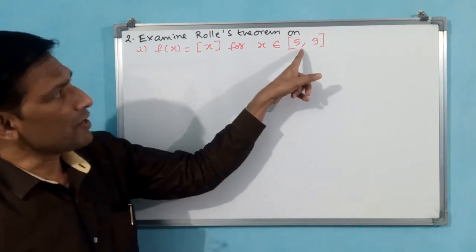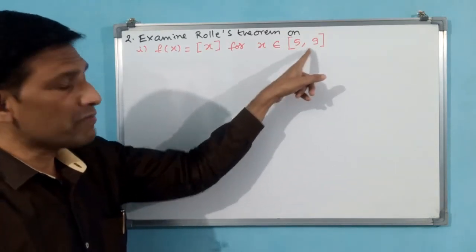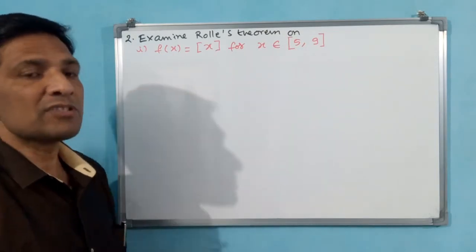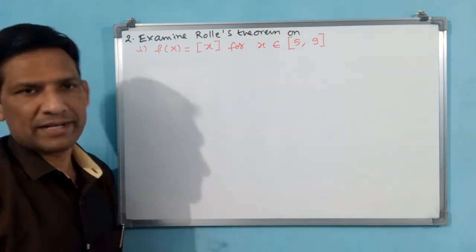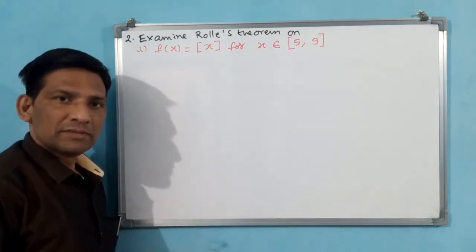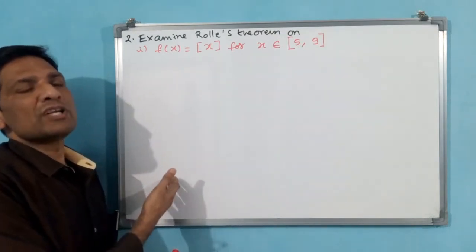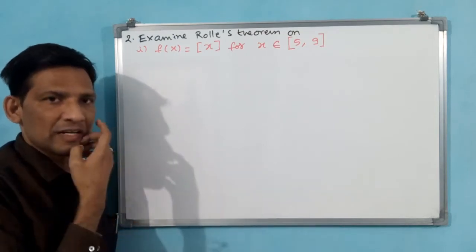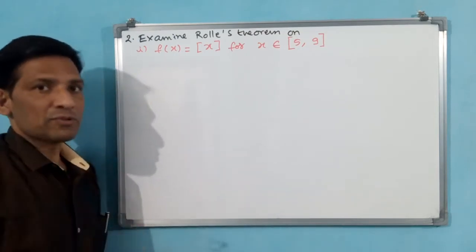See, this function should be continuous between 5 and 9 at all points. At some points it is not continuous, which means it is not continuous between 5 and 9. If it is not continuous, it is automatically not differentiable. Not differentiable means we need not find f dash c. Why? Because it is not derivable. F dash means derivative only, no? See, these are the concepts you have to know.